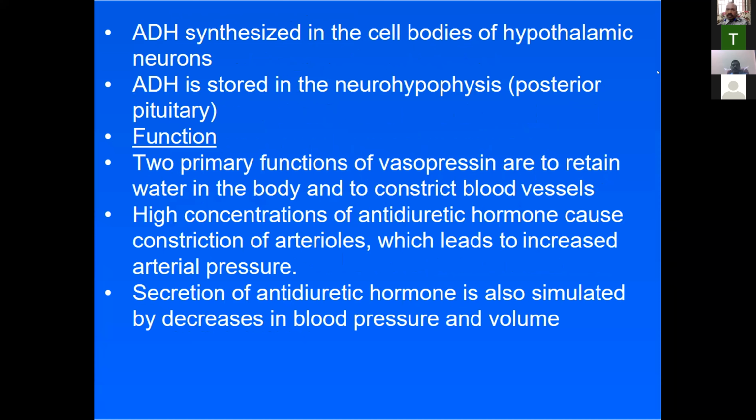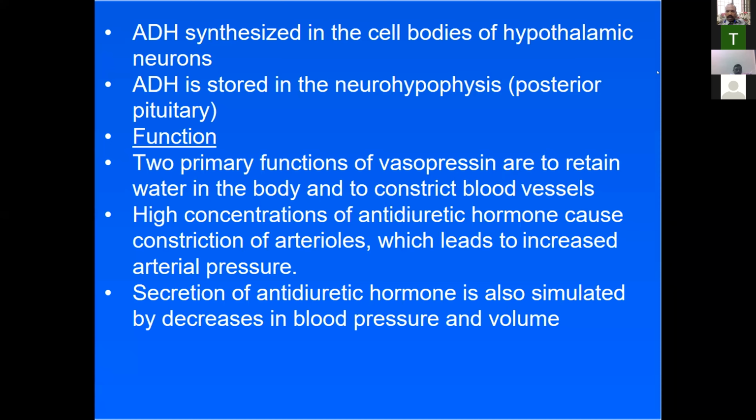And this ADH is synthesized in the cell bodies of the hypothalamic neurons. When the hypothalamus is activated, these hypothalamic neurons synthesize ADH, and it is stored in the neurohypophysis, that is the posterior pituitary. Functions: there are two primary functions of vasopressin. One is to retain water in the body and the other is to constrict blood vessels.